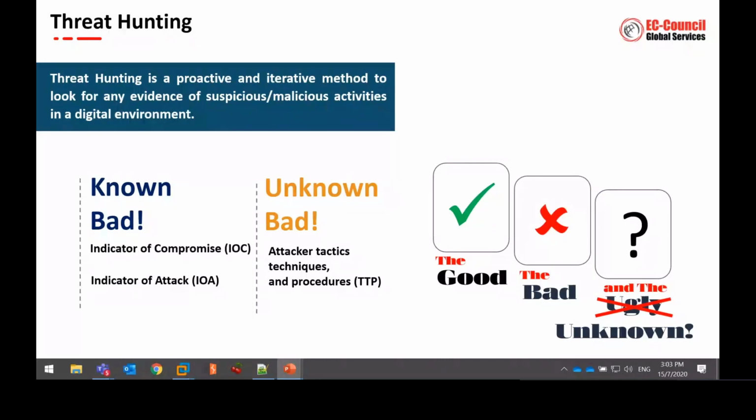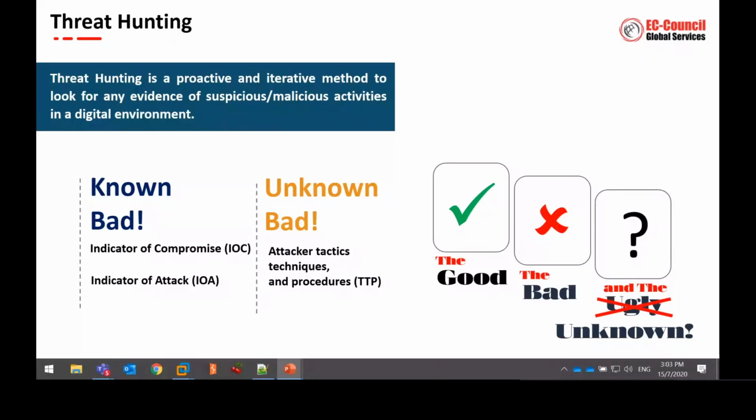In order to do that, we should understand our environment, what we have in place, what our network situation is, and what would be a common entry for attackers, which will be discussed in the coming slides. And then we come up with a hypothesis, and based on that hypothesis, we look for the threats.